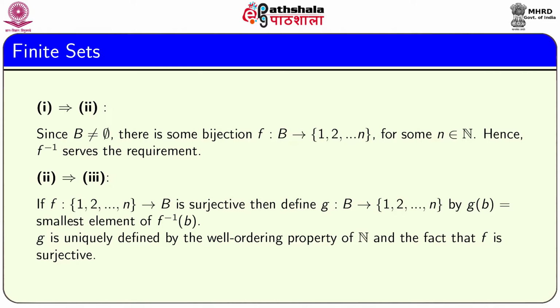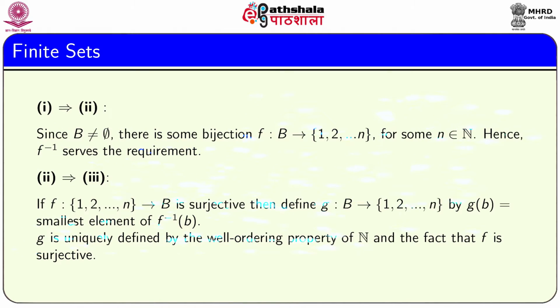We wish to show that 1 implies 2. Since B is non-empty, there is some bijection F from B to the set 1 to n for some n belonging to the natural numbers. Hence, its inverse serves the requirement.